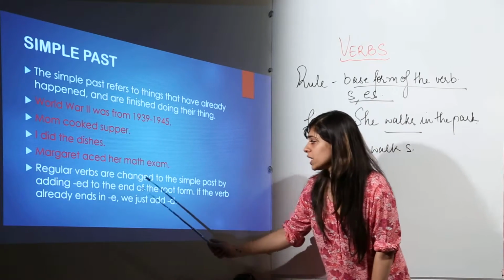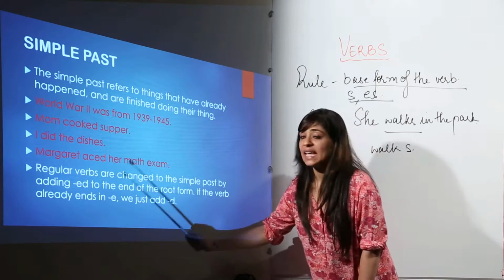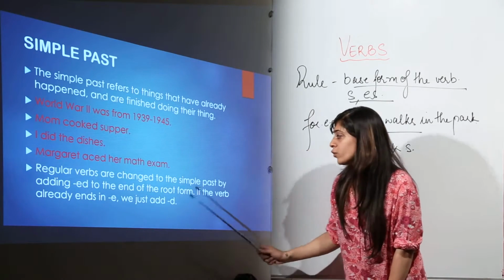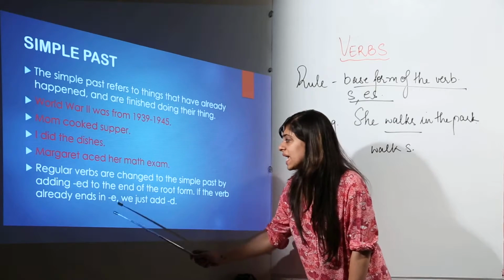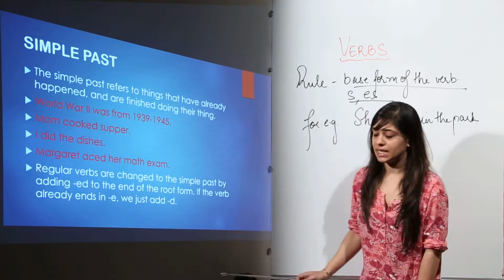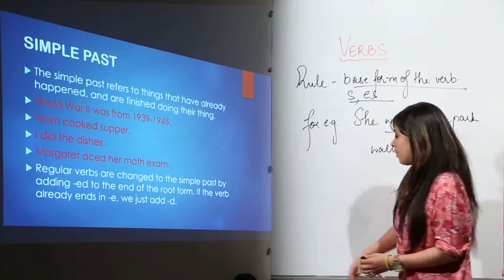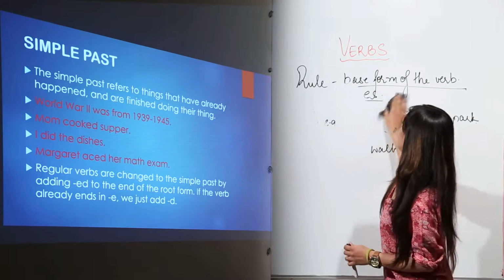Regular verbs are changed to the simple past by adding ed to the end of the root form. If the verb already ends in e, we just add d. This is a very common thing, but we'll understand this rule as well.